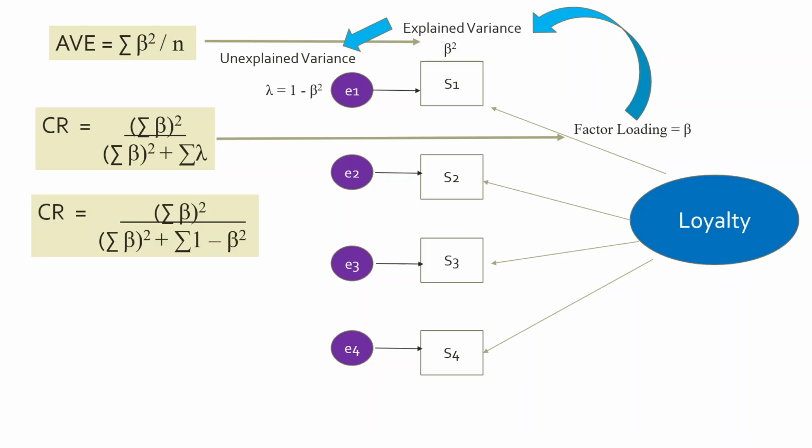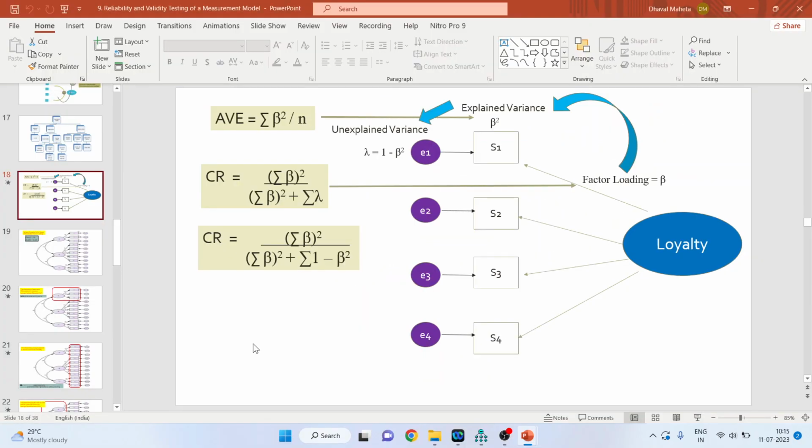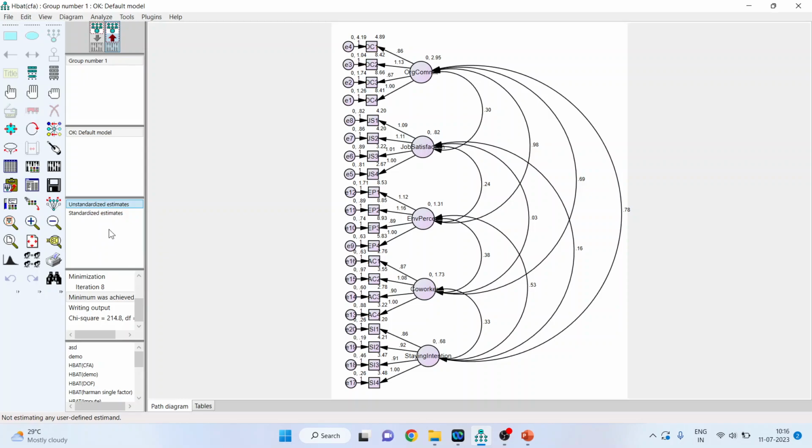Let's go back in the Amos again. Now, when you activate the unstandardized estimate, you will get the mean of the error as 0, and this is its variance. You can see here. So the model runs in such a way that the error is set to 0 and the variance is 4.19. So these are unique variables. That is, the error terms are unique variables indicated by E in the model.